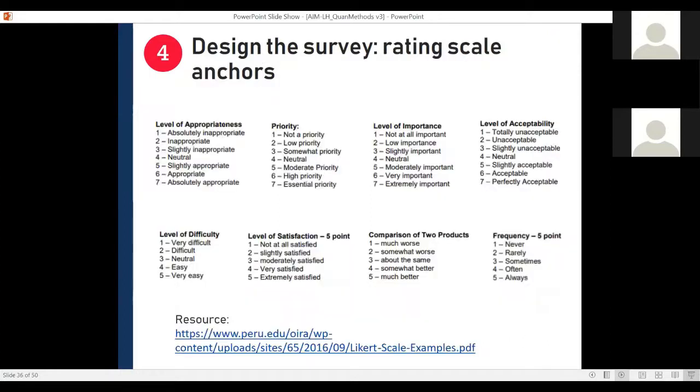And with that, you can measure, like I mentioned a few, but here's a really helpful resource that has a lot of examples of those rating scale anchors. I personally get tripped up on frequency a lot, and which categories to put in those. So I always go back to this when I'm designing a survey.